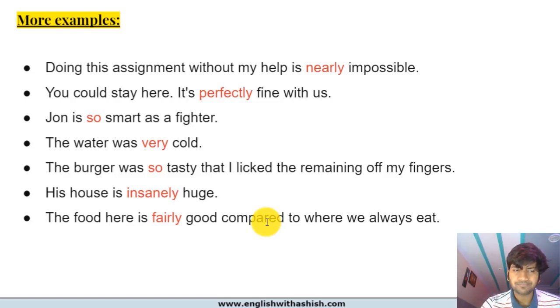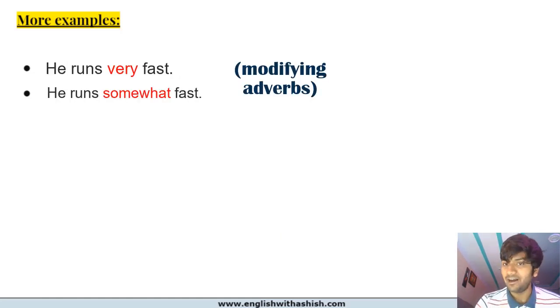Another example would be modifying an adverb. He runs very fast. He runs fast. He runs very fast. He runs somewhat fast. So in these examples, very and somewhat are modifying the adverb fast. He runs fast. Fast is the adverb. He runs how? Fast, up. Somewhat fast, in the middle. Fairly fast, right? Extremely fast. Insanely fast, right? Going up.